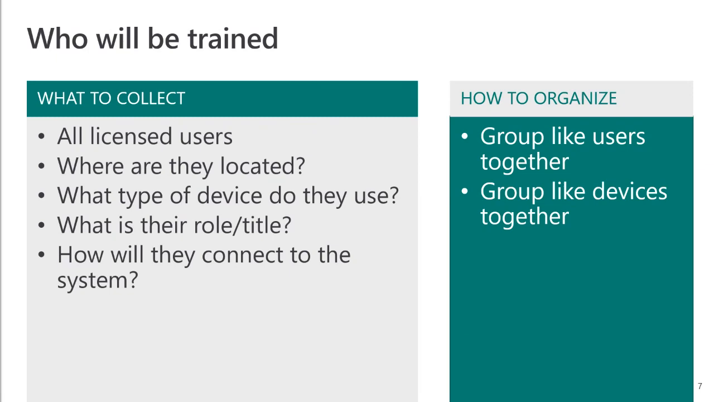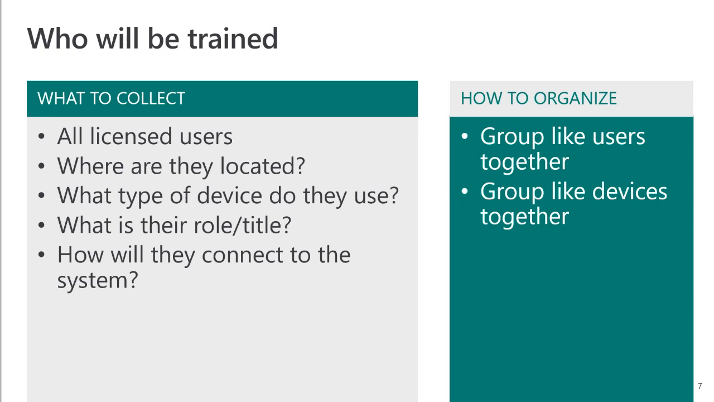When you're gathering the information about the who, you'll want to also make sure that you're gathering information about where they are located. So when you start taking that inventory, make sure that you have a spreadsheet or some mechanism where you can track the person's name, what their location is, what type of device they use as well. So some of your users may be using a laptop that they can actually bring to the training.